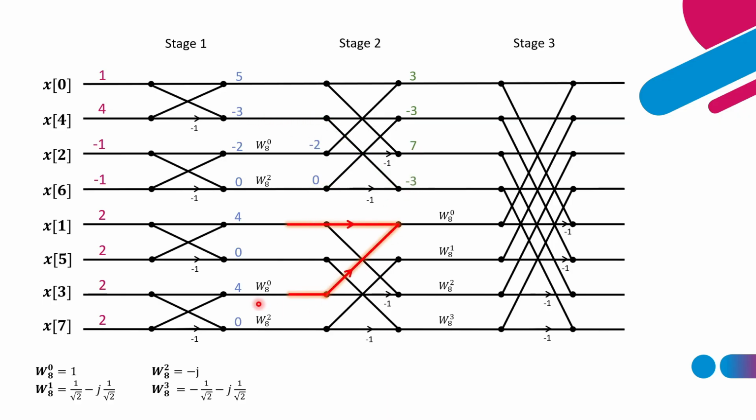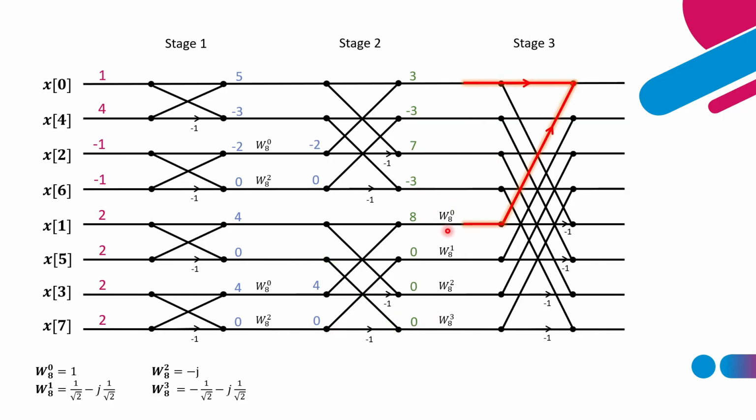For this one, 4 times 1, 4, and then plus 4 is 8. 0 plus 0 is 0. And then 4 into negative 1 is negative 4 plus 4, 0. And 0 plus 0, 0 here. And then we continue with stage 3.